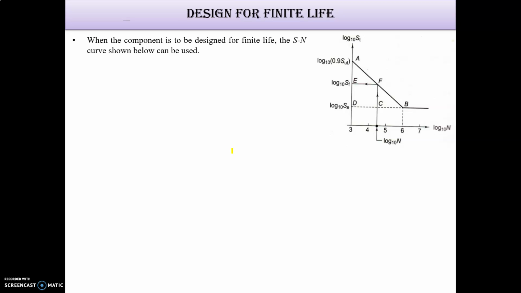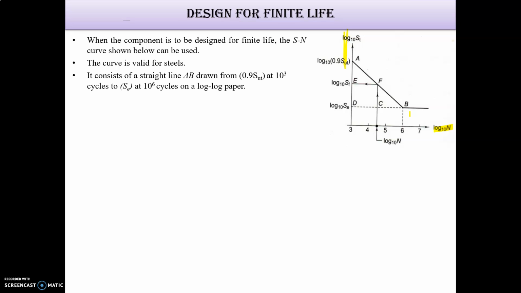Now for the finite life; the previous slide was for infinite life. For finite life the equation is somewhat different and somewhat lengthier. When the component is designed for finite life, the S-N curve shown here can be used. This is the S-N curve, this is N and this is the S direction. So this is the line AB. Let's see how it has been developed. The curve is valid for steel only.